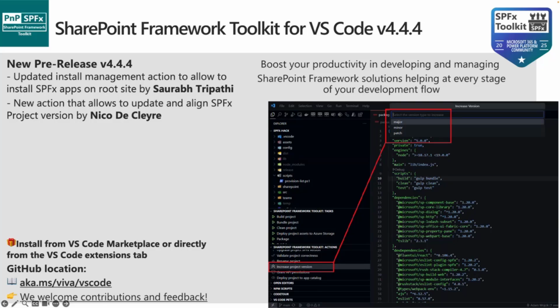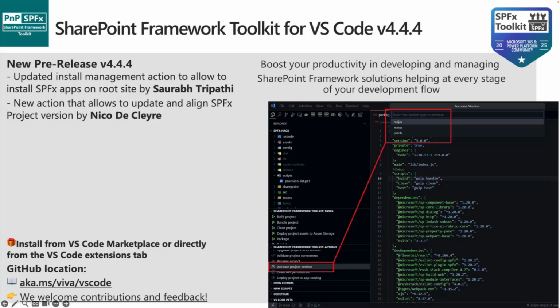We also have a new feature, a new action that allows you to update and align your project versioning between the project.json and the project solution.json. You can click on this and then pick if you want to upgrade your major, minor, or patch version, and it will align everything for you. Just a small handy action you can do without doing it manually. Please give this tooling a try if you are doing any kind of SPFx solutions or projects. Happy coding, everybody. Back to you, Chris.